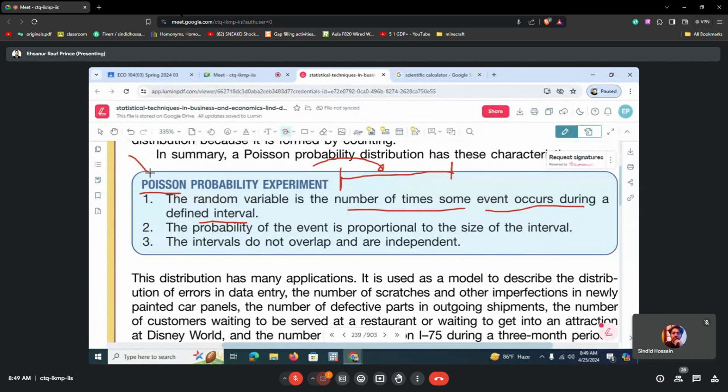The random variable will count the number of successes. In Poisson, you have one time period mentioned. Within this time period, how many times an event is occurring, right? So this is Poisson. Let's go back to the properties again.